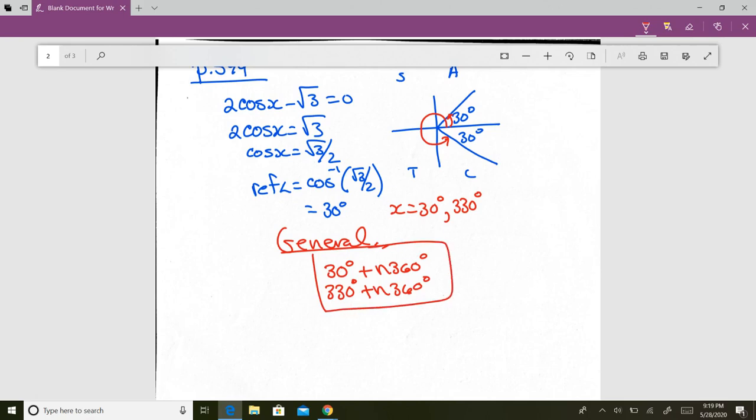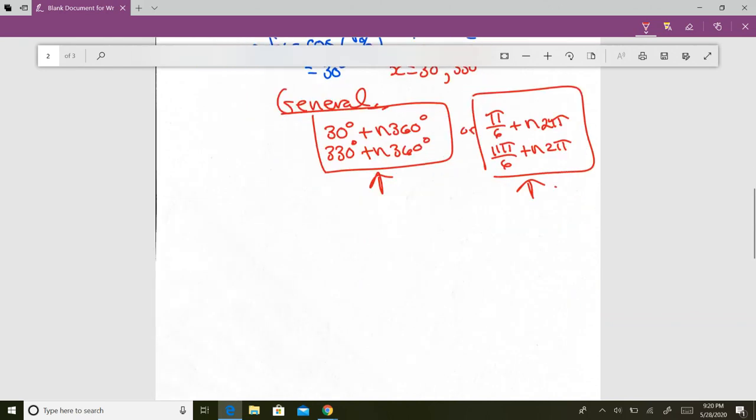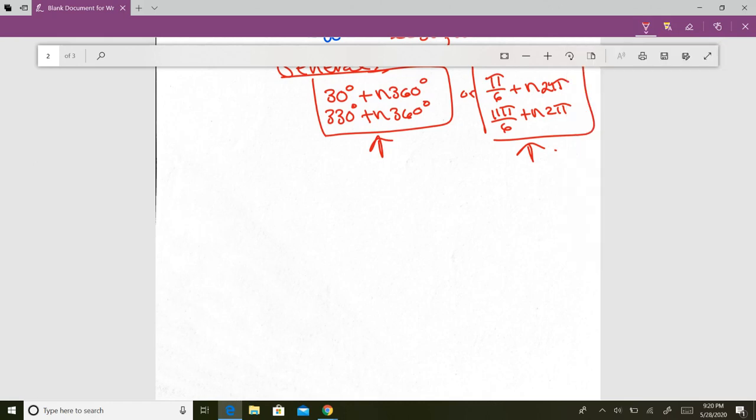If they want everything in rads, then you would just go 30 degrees in rads is pi over 6, as we discussed before. 330 is 11 pi over 6 plus n, what is the period in rads? 2 pi plus n 2 pi. So depending on if they want their answer in degrees or radians, that's all you do. All right, we'll do the next two, and then this lesson is over. Really, really short. So the two below it, we have class example number 3.